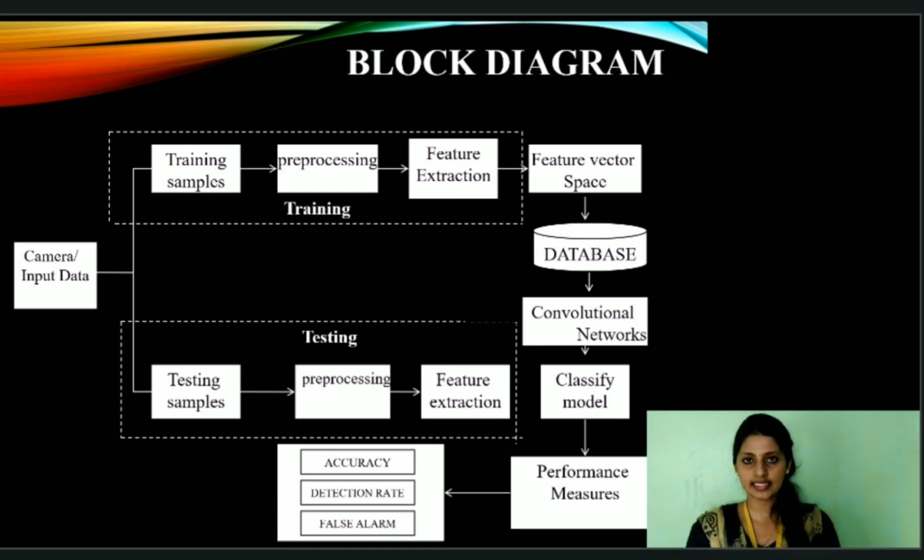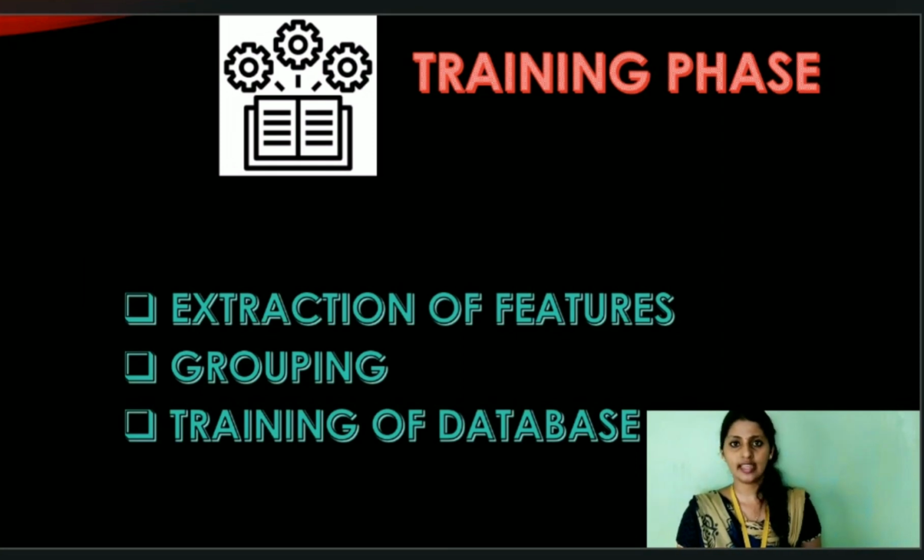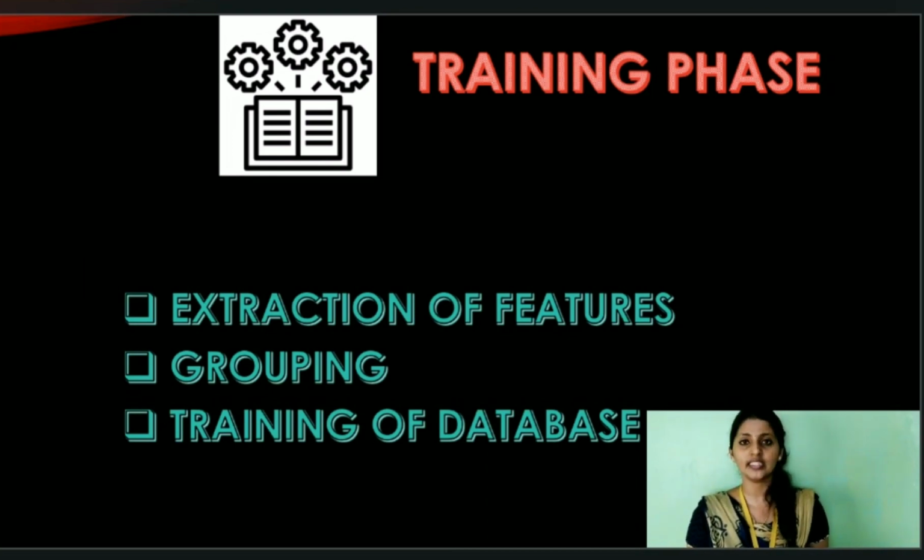These pre-processed samples are then used for feature extraction. The extracted features are the mouth and the eyes. These features are extracted using an algorithm called the Viola-Jones algorithm. Then these features are stored in the database. There are three different stages in this training process. The first stage is the extraction of features, the second one is grouping, and the third one is training.